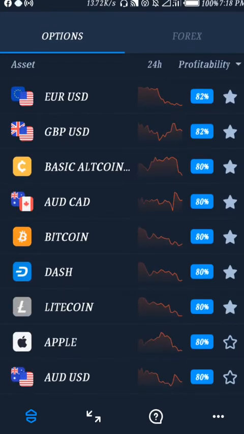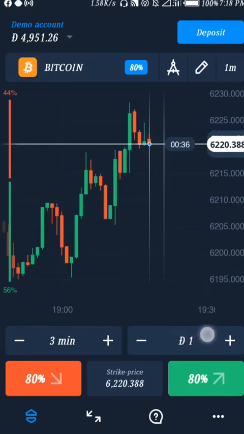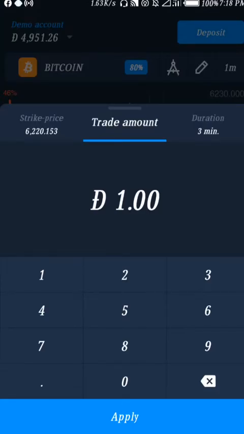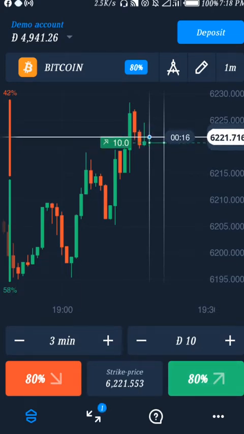If I want to trade Bitcoin, I select Bitcoin and it's going to load up and I'm going to trade it. Now, where you see D1 here, D represents demo. Okay, and this is where you enter the value of the amount you want to trade. So I could decide to enter $10 as my trading amount, right? Let me say I'm trading higher right now. So I'm trading $10. You can see that the trade has opened, and you can see that green line just right here. So it means I am trading higher. I'm predicting that this trade is going to go up.